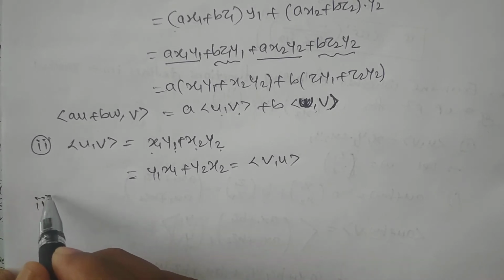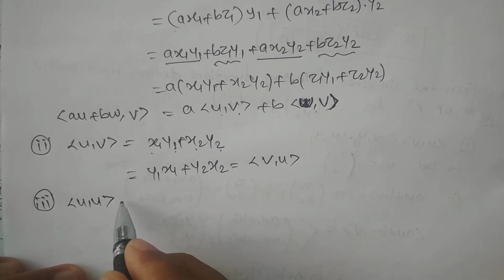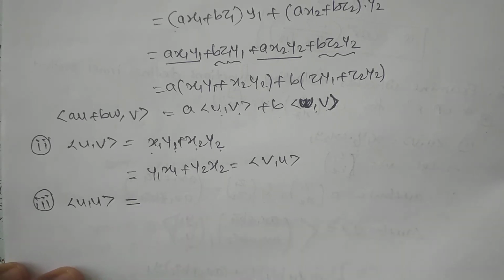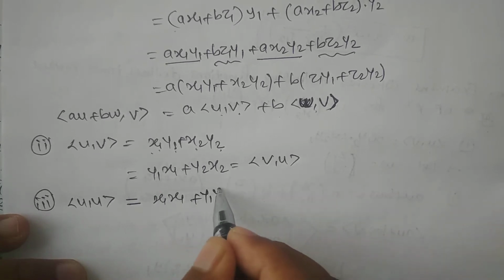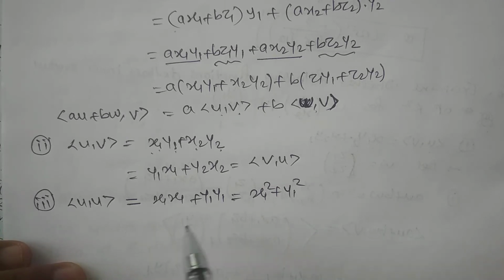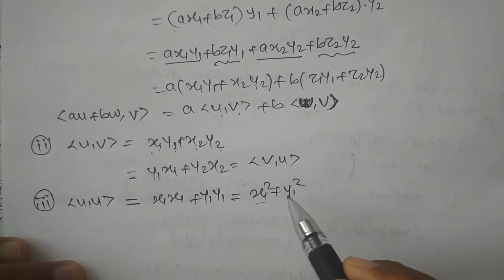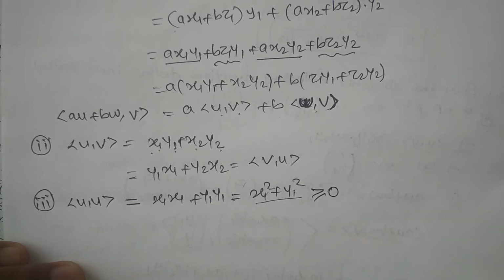Then for the third condition, we have to check whether inner product of u comma u is always positive or not. So consider inner product of u comma u, the inner product of u with itself. Replace y1 y2 by x1 x2. You will get x1 into x1 plus y1 into y1, that is x1 square plus y1 square. Now we know that x1 square is a square and a square is always positive. Also y1 square is always positive. So their addition is also always positive, greater than or equal to 0.